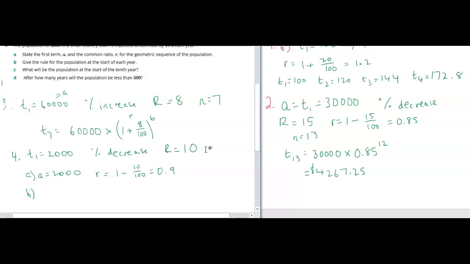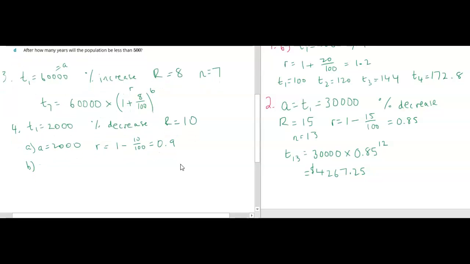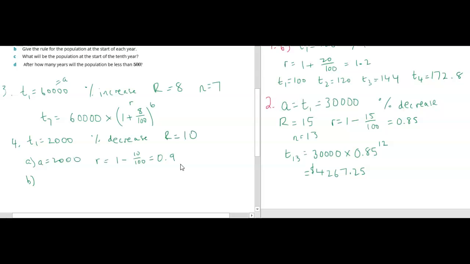So at the start of each year, so we want, just give me 1 sec. Okay, so I just wanted to make sure it wasn't a recurrence relation or a rule. So what we're basically doing for question B, it says give the rule for the start of each year. So we're leaving everything in terms of n. So we don't know what n is. So we're saying, all right, Tn is equal to A, our starting value, 2000, times R, which is 0.9, to the power of n minus 1.